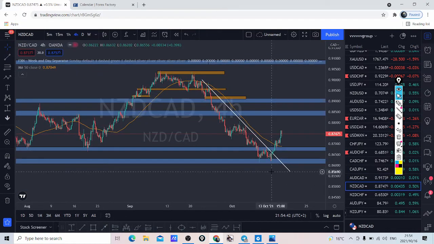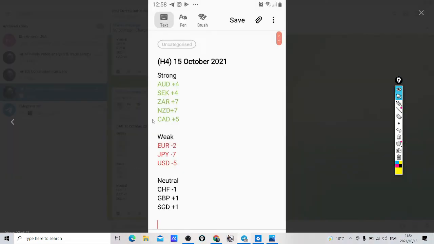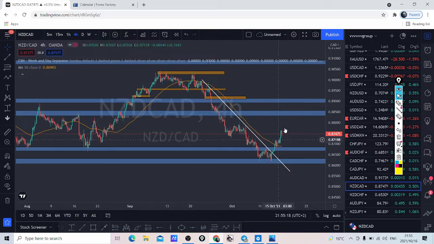NZD Canadian dollar. So as you can see, guys, the Canadian dollar is pushing back to the neutral group. Before it was strongly buying, but now it's sitting at +5, if I'm not mistaken. Okay, +5. Before it was +7. That means it's no longer aggressively moving. It's coming back to the neutral currency. And then the NZD is really pushing. So we might get a push to the upside here.